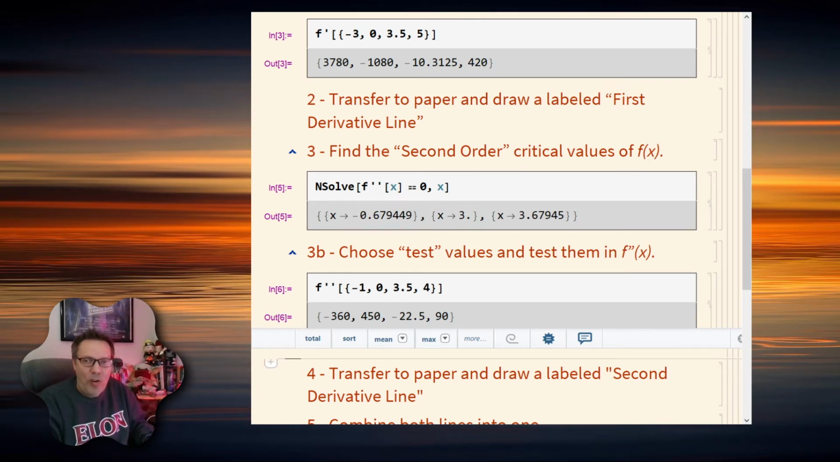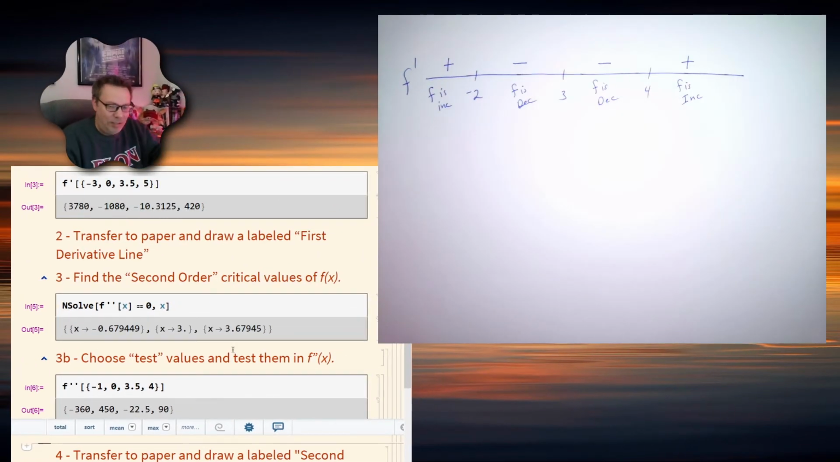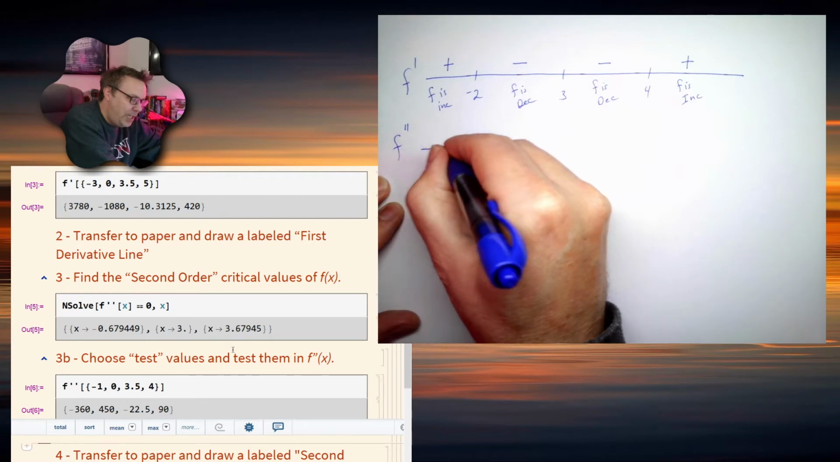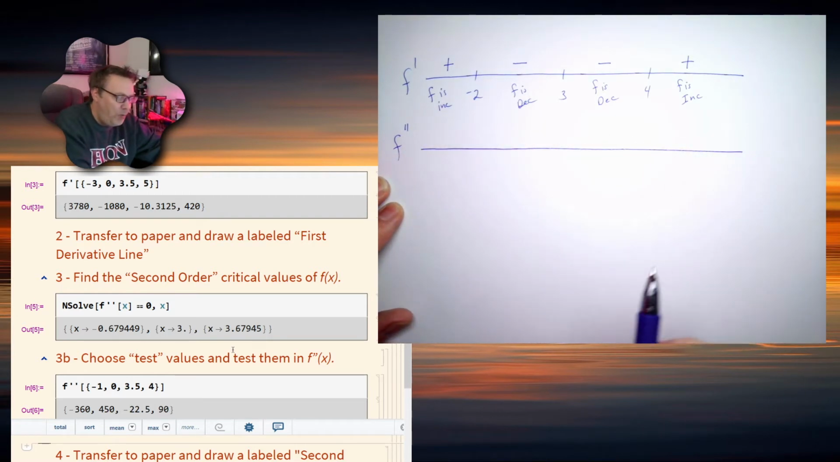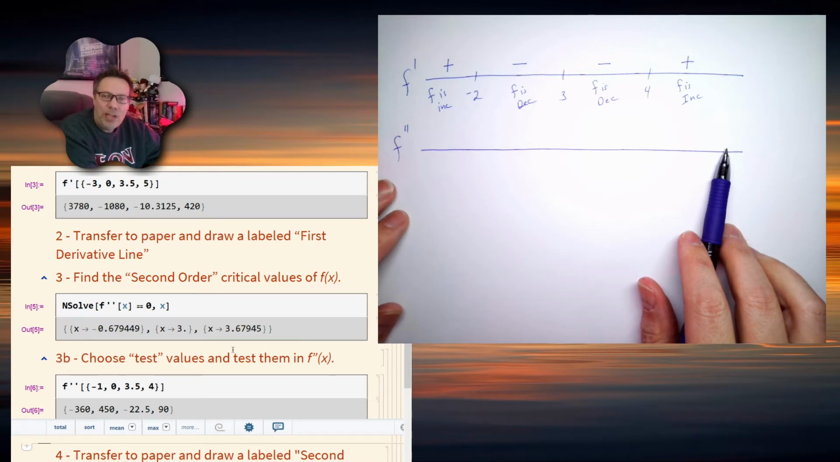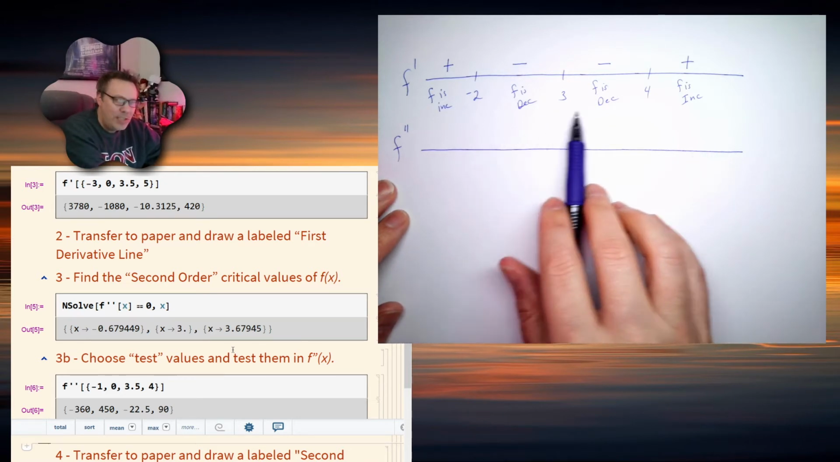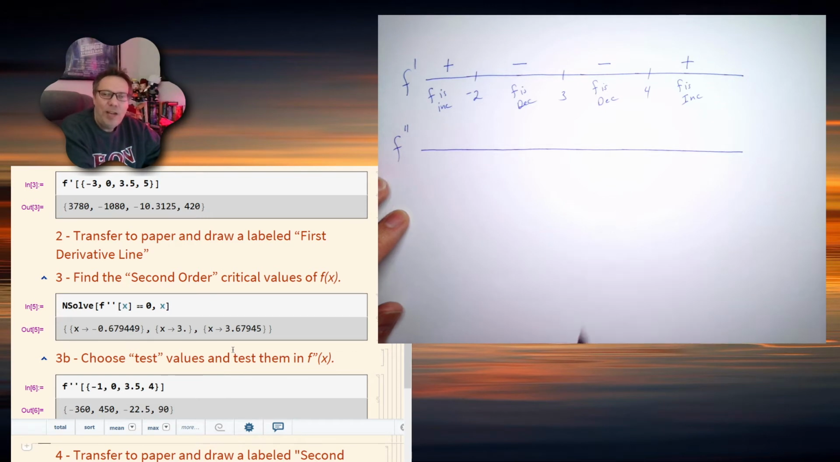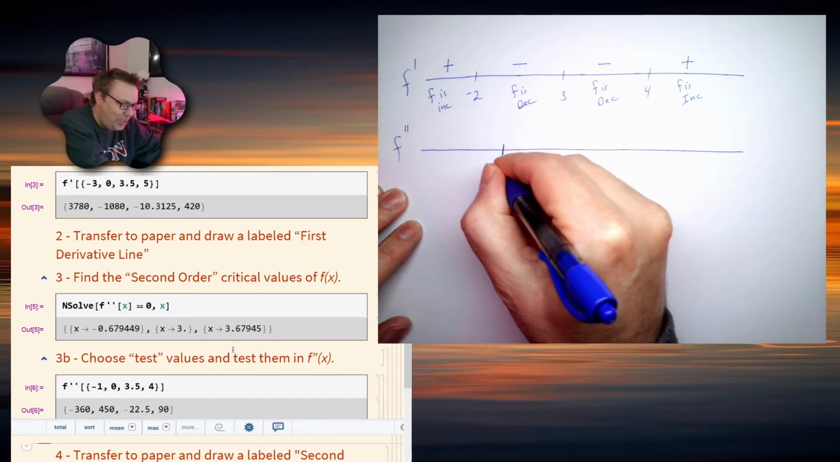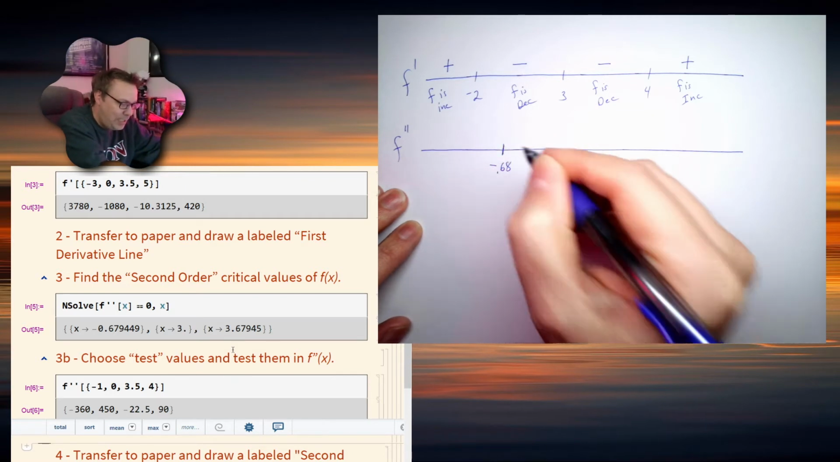So let me transfer all of this to my sheet of paper. Now this is where I have to be a little bit careful. When I put my second order critical numbers on here, I want to make sure they line up with the ones that I already have. So I have negative 0.68. I'm just going to round to 2 decimal places for this. That's around here, negative 0.68.